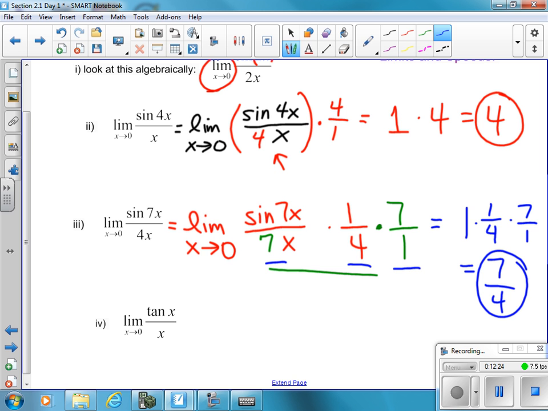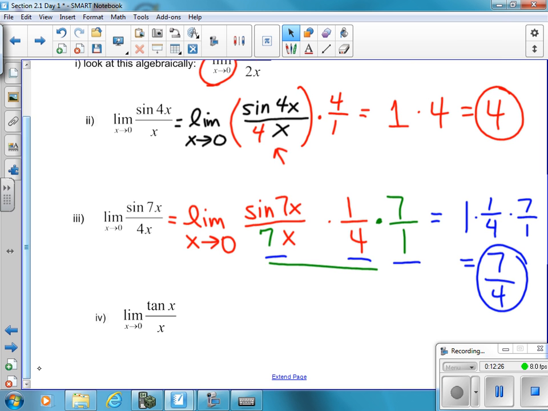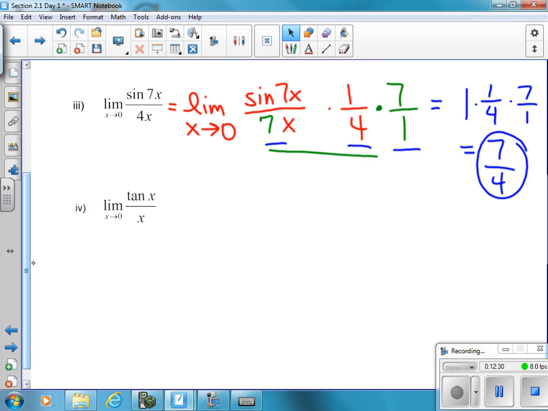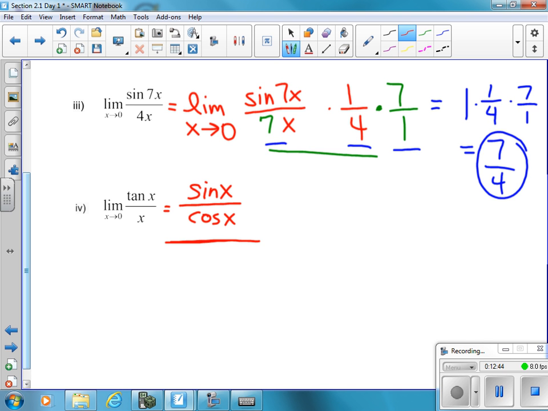And that will be the limit of sine of 7x over 4x. Tangent is going to be just a little bit more fun, but not much. Remember from your trig identities, tangent equals sine over cosine. So we're going to write this as sine of x over cosine of x, all over x. Now remember what to do here: this could also be written as x over 1. You flip the guy and multiply.